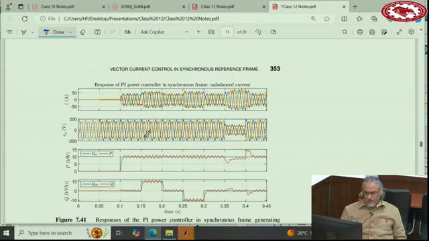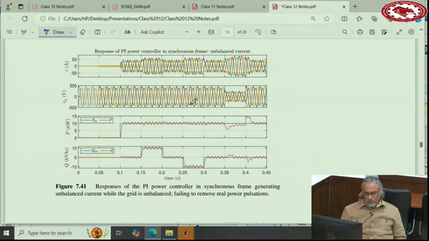Now, here, this simulation says the grid voltage is unbalanced and the current also will be made unbalanced in order to remove the real power pulsation. But it does not remove it. Right. I forgot the reason why, but I will find out. If you know, tell me.